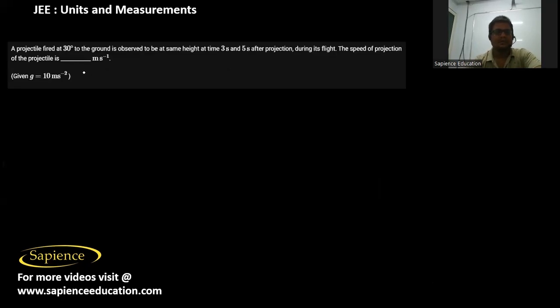Then here it is told a projectile fired at 30° to the ground is observed to be at the same height at time t equal to 3 seconds and 5 seconds after projection during its flight. The speed of projection of the projectile is.